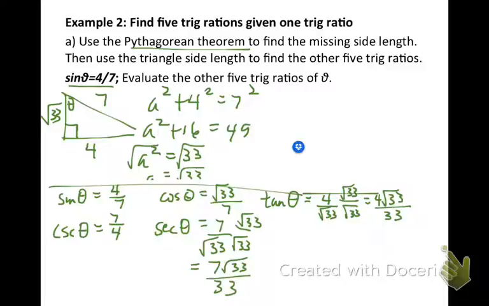And then finally we have the cotangent of theta. I'm going to go back to my original tangent and take the reciprocal of that. So that is the square root of 33 over 4, which is in lowest terms. So that's how you find 5 trig ratios given 1.